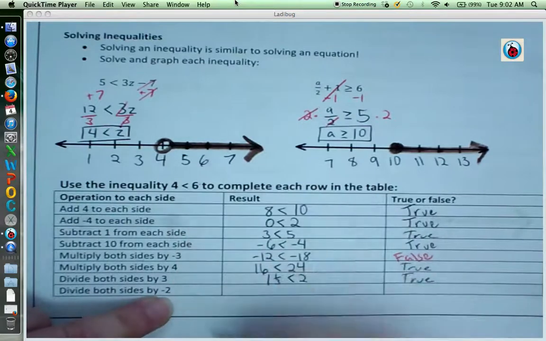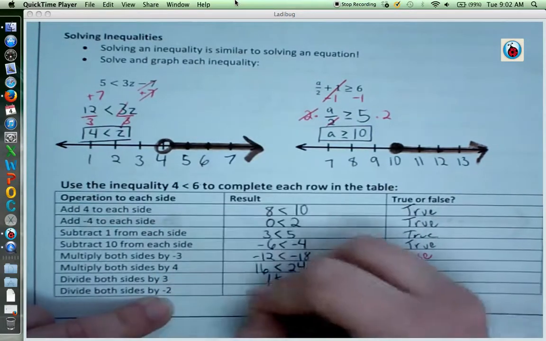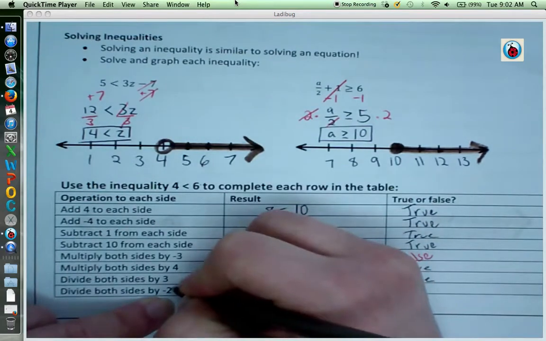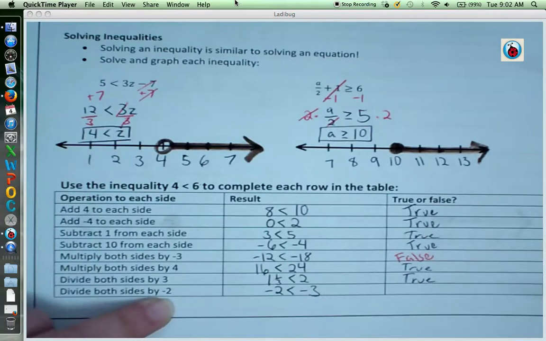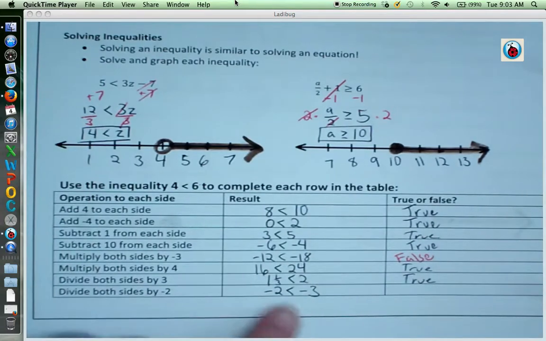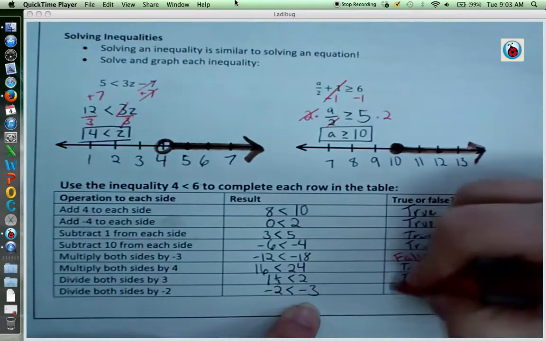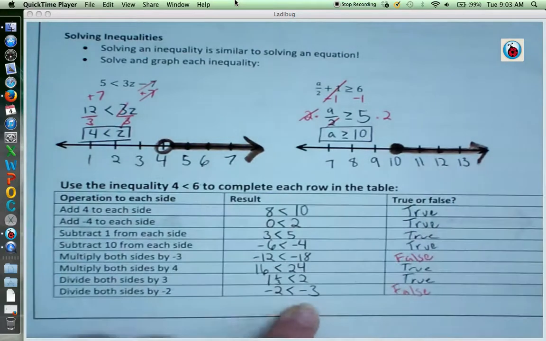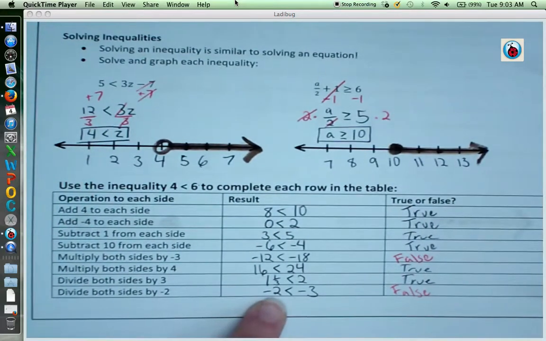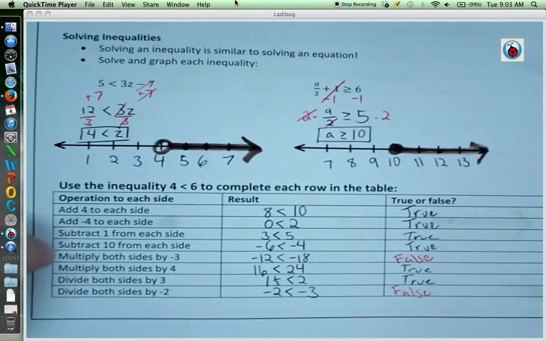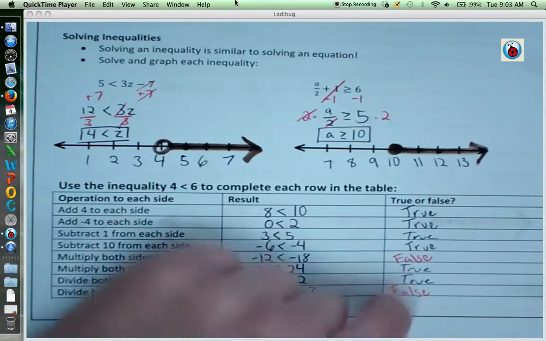4 divided by negative 2, positive divided by negative is negative, so 4 divided by negative 2 is negative 2. 6 divided by negative 2 is negative 3. True or false? Is negative 2 less than negative 3? This one is also false. Negative 3 would be to the left of negative 2 on the number line. So we have two situations where when we multiplied by negative 3 or when we divided by negative 2, we ended up with something that's false.